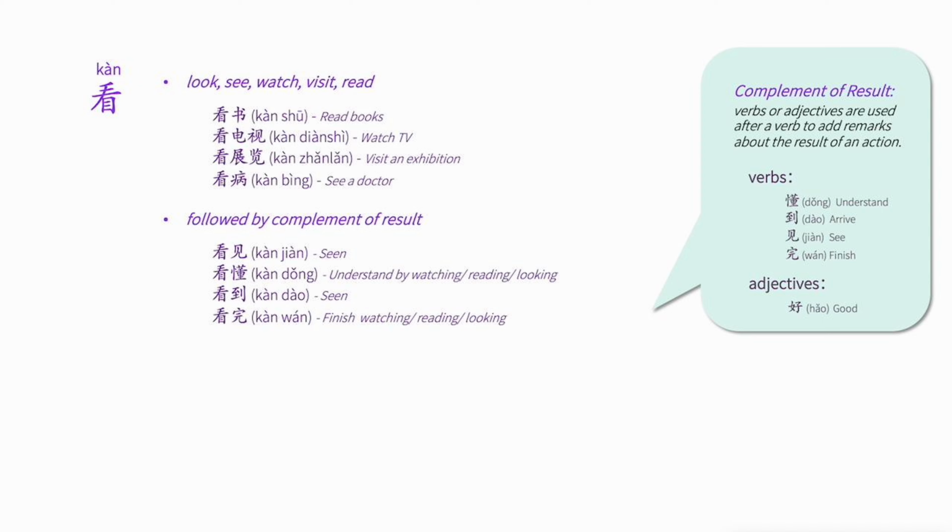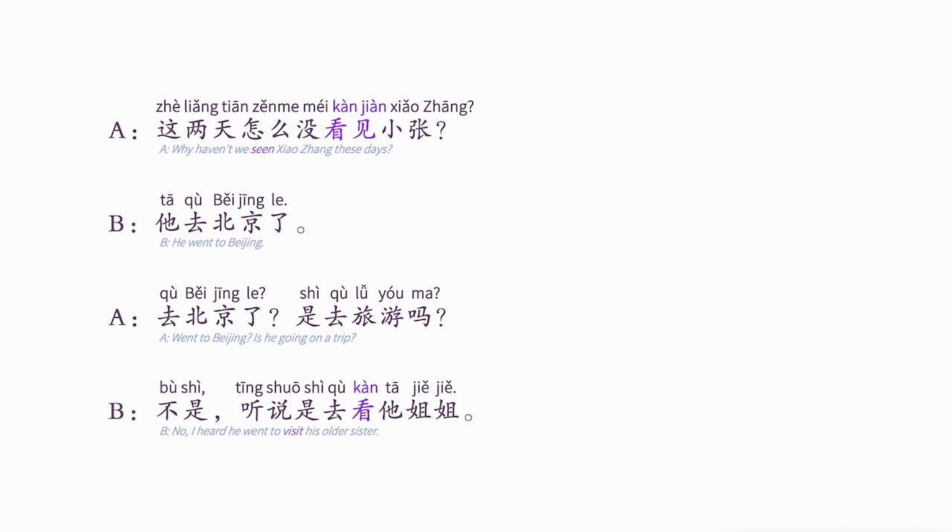So this is the first sentence in our dialogue. 这2天怎么没看见小张? They didn't see 小张. The result of their looking is that they didn't see this person.